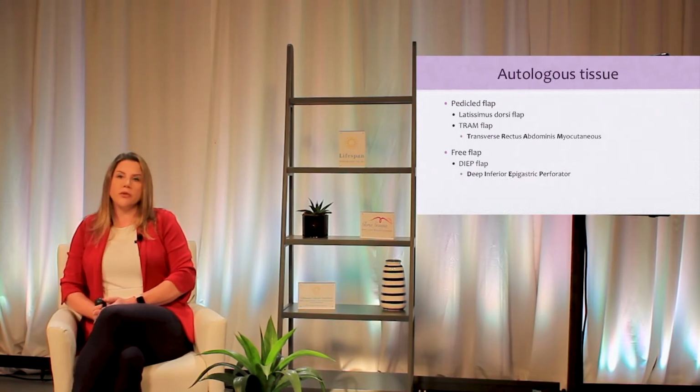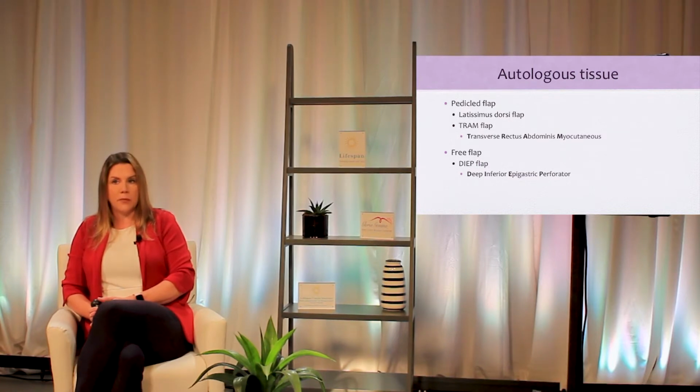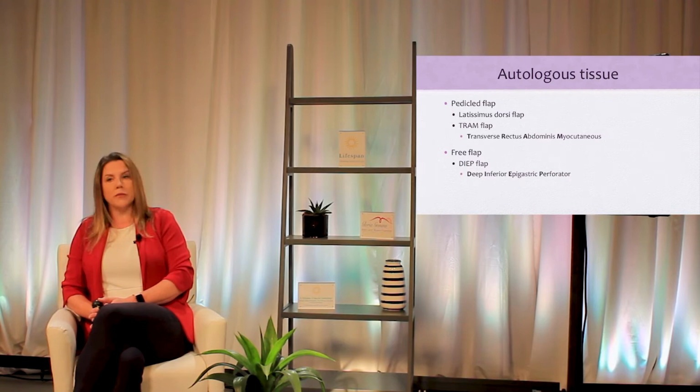So, autologous tissue, which again is use of the patient's own tissue. There are two main types of this kind of flap. There is the pedicled flap, which means that the tissue has been kept attached to the patient. And the two most common flaps of this type are the latissimus dorsi flap, which is from the back, or what's called the TRAM flap, which is from the abdomen, and that stands for transverse rectus abdominis myocutaneous.